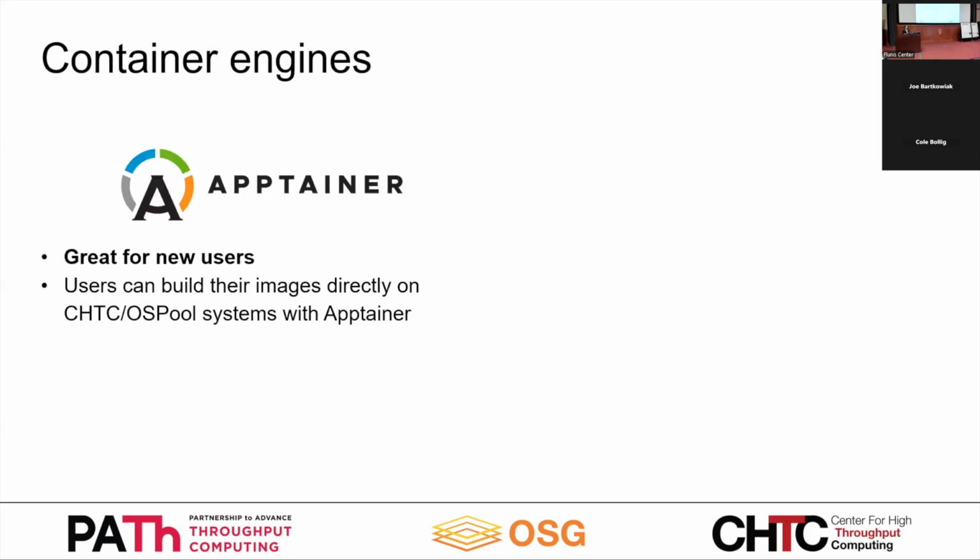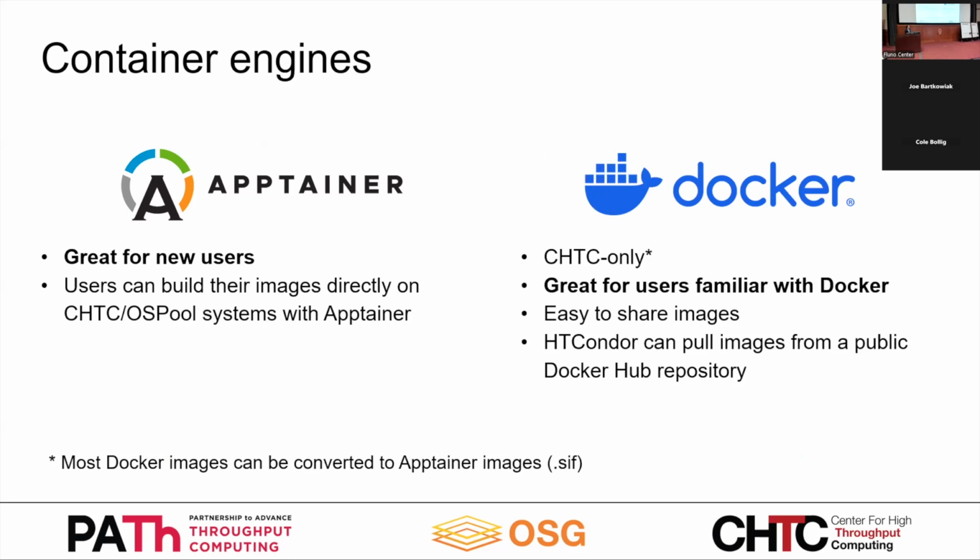As far as container engines go, we support Apptainer on the Open Science Pool. This is pretty great for new users. You can build those images directly on our systems without having to download the software on your own laptop. We have a lot of guides on how to do that. I'm going to take a little segue into our local system, CHTC. We do support the Docker engine in our local pool. This is great for users who are familiar with Docker and makes it easy to share images. So if you're a user on the Open Science Pool and you want to use a Docker image, have no fear, you can easily convert this into an Apptainer image.